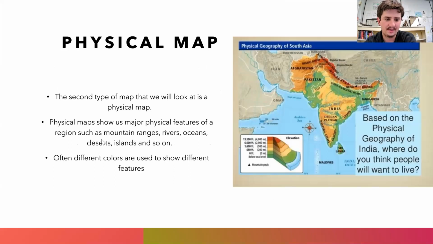Physical maps, on the other hand, tell you about major physical features of a region, such as mountain ranges, rivers, oceans, deserts, if there are any, islands, and so on. Often they'll use different colors to demonstrate that. So like this one, the redder the color is, the higher the elevation is. And you'll see it up here along what is known as the Himalayan mountain range. So I think political maps show you political borders, such as country borders, that kind of thing. Physical maps show you physical features.